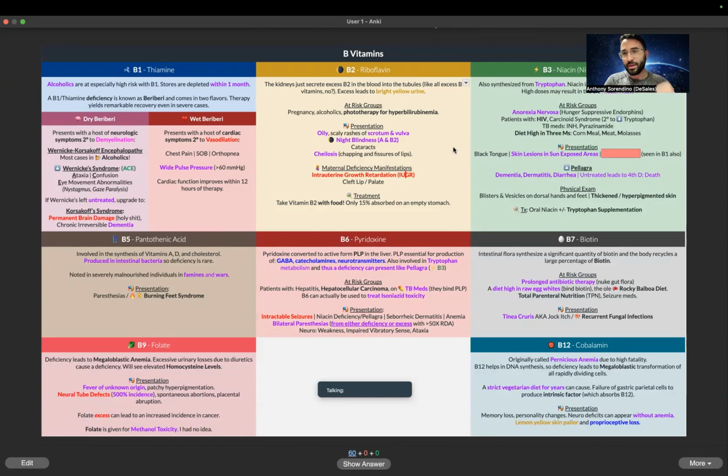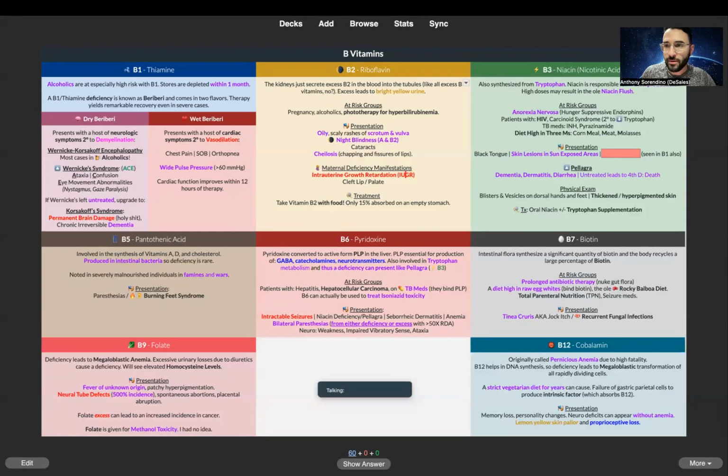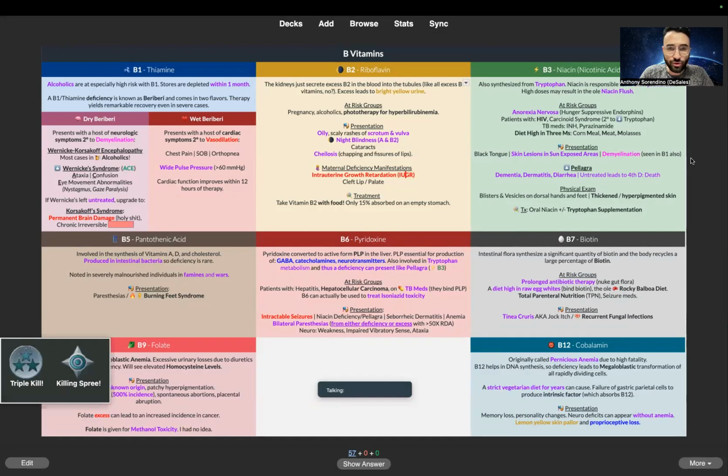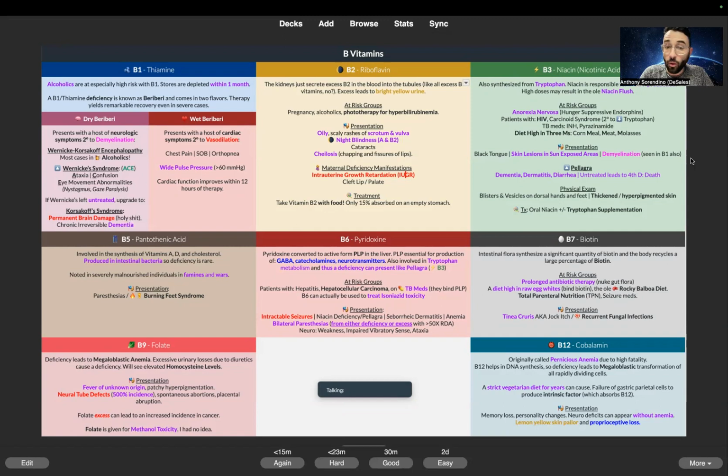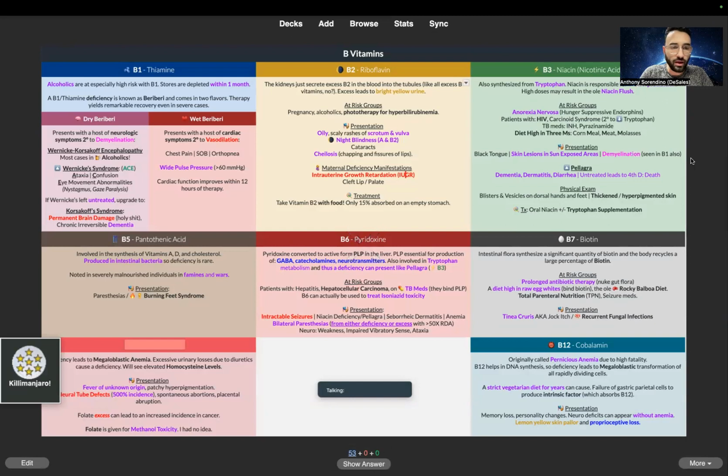Speed run. All right. B3 on the upper right here is going to be something which you see in B1 also. Oh, demyelination. We'll take that. B6 can actually be used to treat what toxicity? Isoniazid. Patients with hepatitis and hepatocellular carcinoma are at risk groups for B6 deficiency. Korsakoff syndrome, chronic irreversible dementia, bilateral paresthesias from either deficiency or excess of B6, which is called pyridoxine. Oral niacin, we're going to throw some tryptophan in there for niacin deficiency.